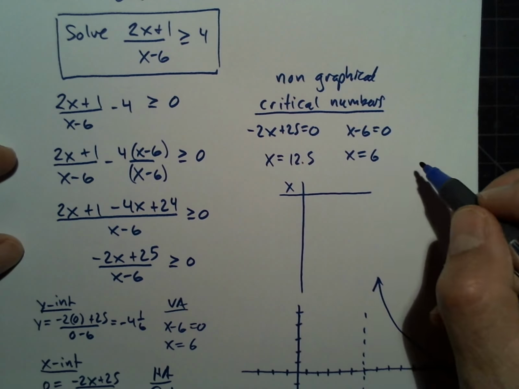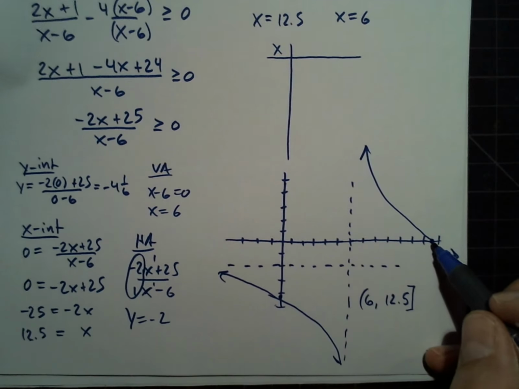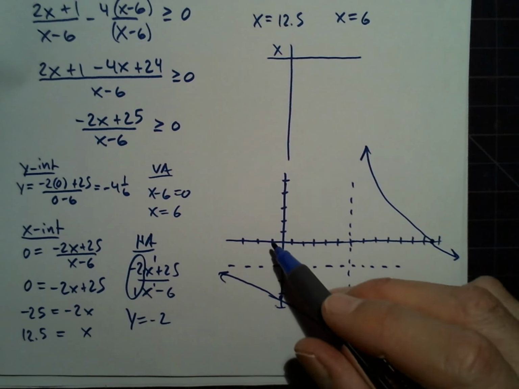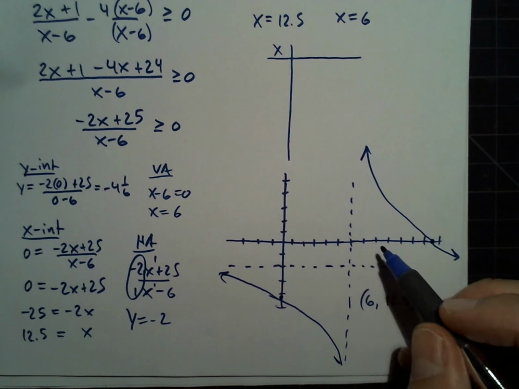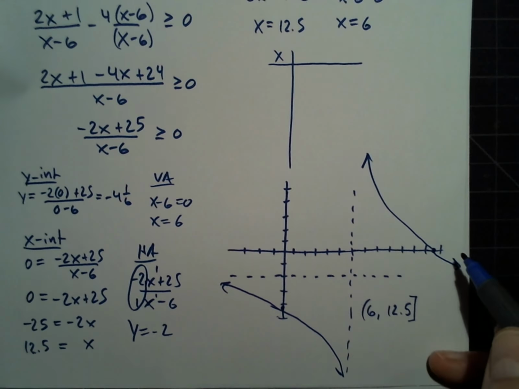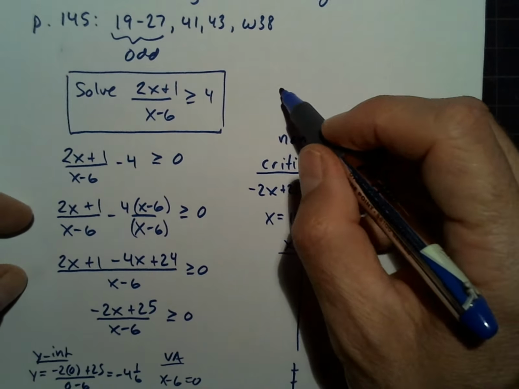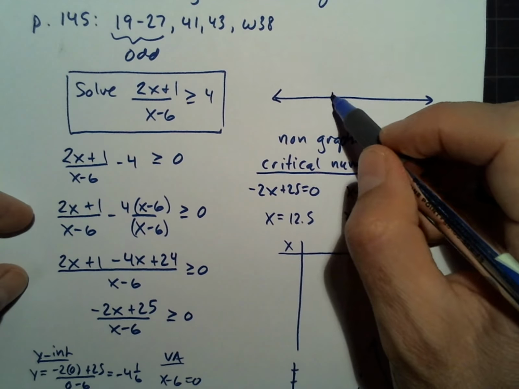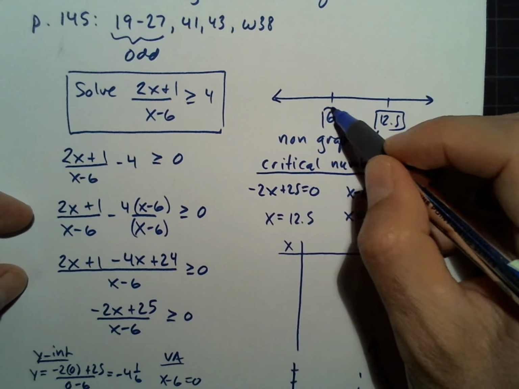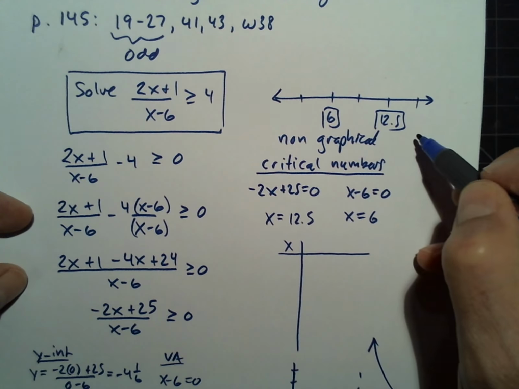Looking down here at 12.5 and 6, we have to check a number to the left of 6, between 6 and 12.5, and then to the right of 12.5. So we would look at the critical numbers 6 and 12.5, and then we pick a number here, pick a number here, and pick a number here.